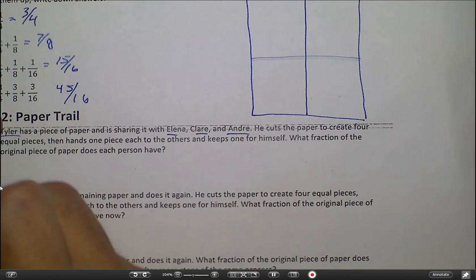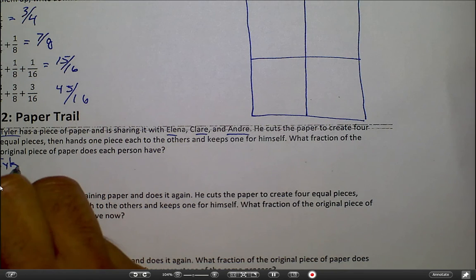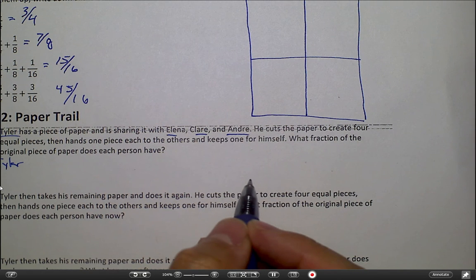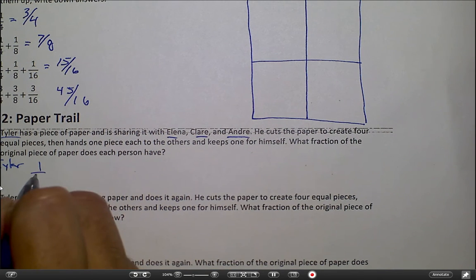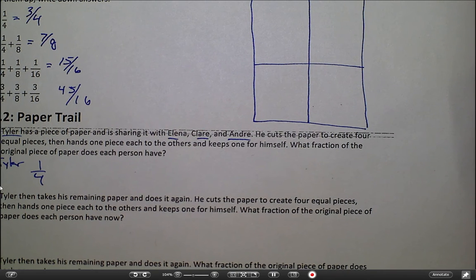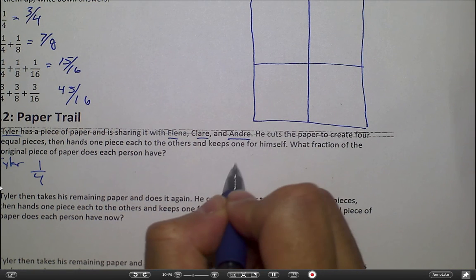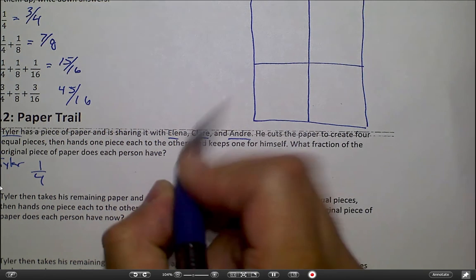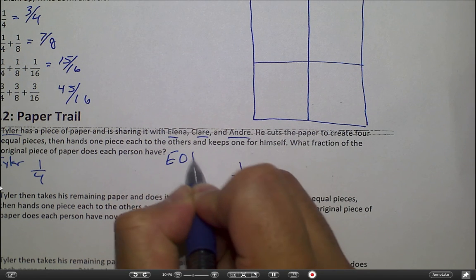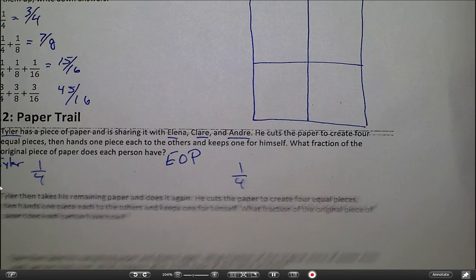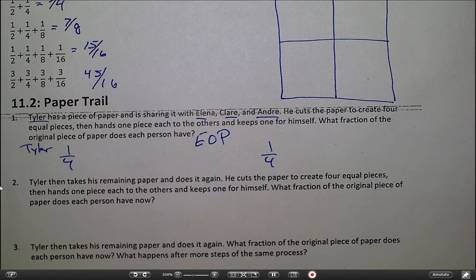So Tyler, he has how much of that? What fraction? 1/4. Everyone else has 1/4 as well. So I'm going to write 1/4 here, and it's every other person. I'm going to abbreviate it to make it a little bit easier later on, especially for the table at the end. All right, so every other person is going to have 1/4, right?